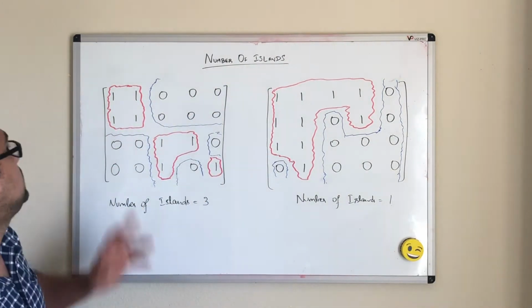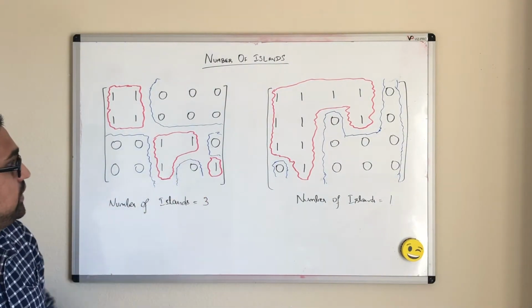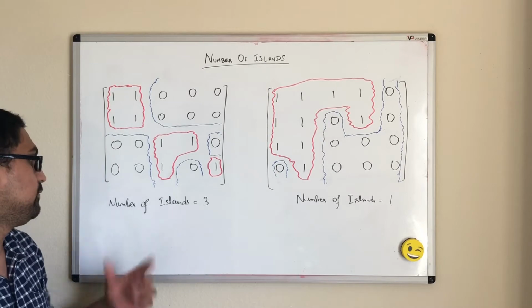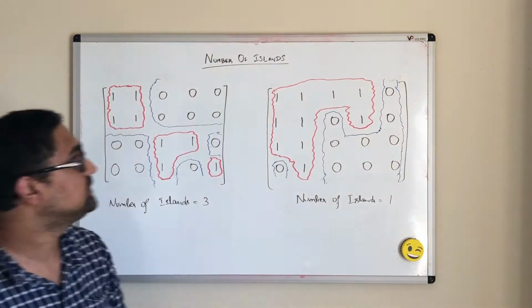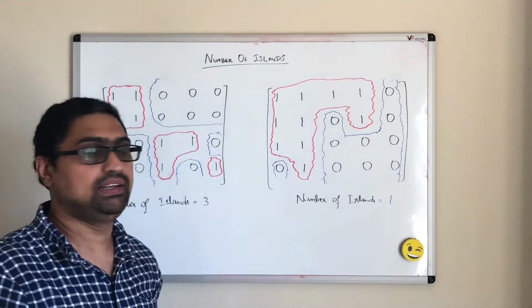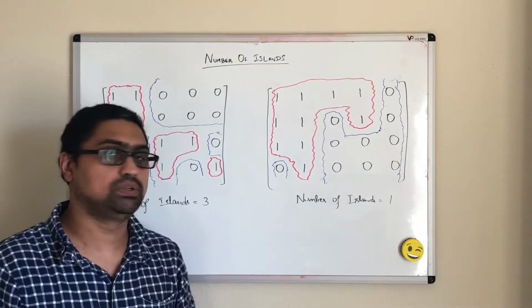So these 4 ones form an island. These 3 ones form another island, and this one alone itself is another island. So the total number of islands is 3, and this is what we have to find. Now let's look at another example here. So this whole set of ones here form one island, and the rest is water. So the total number of islands here is equal to 1.